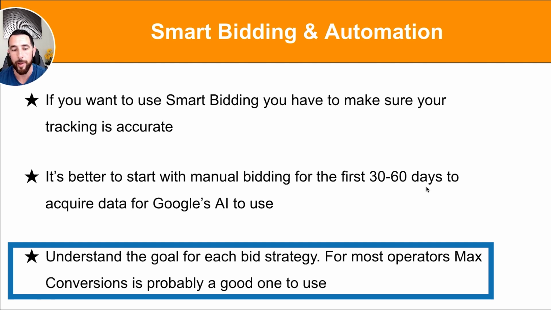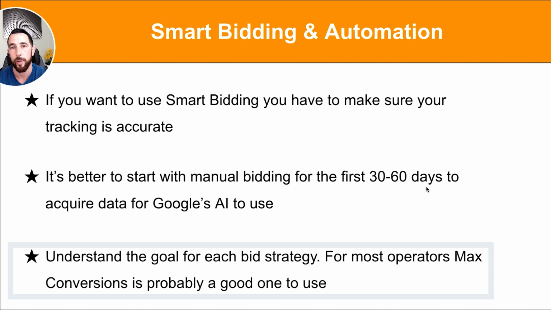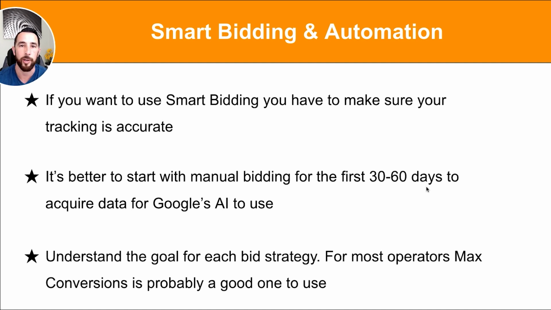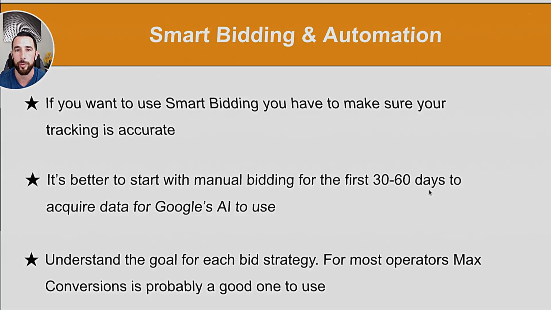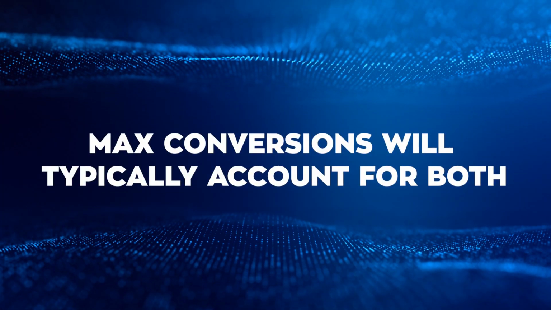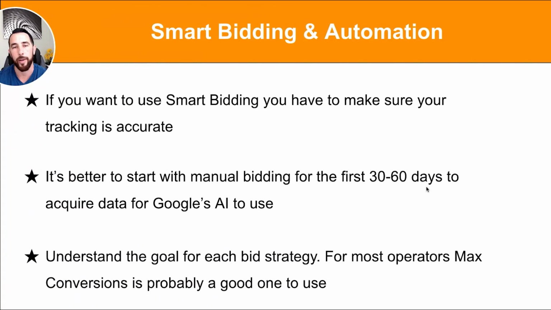We recommend max conversions for most people because sometimes you're tracking online bookings. Sometimes it's a phone call that does not have revenue associated with it. And max conversions will typically account for both. Again, you have to test. This is not one size fits all, but we find that that's probably the best bid strategy for most situations. And then there's the option to have a target CPA or not have one.